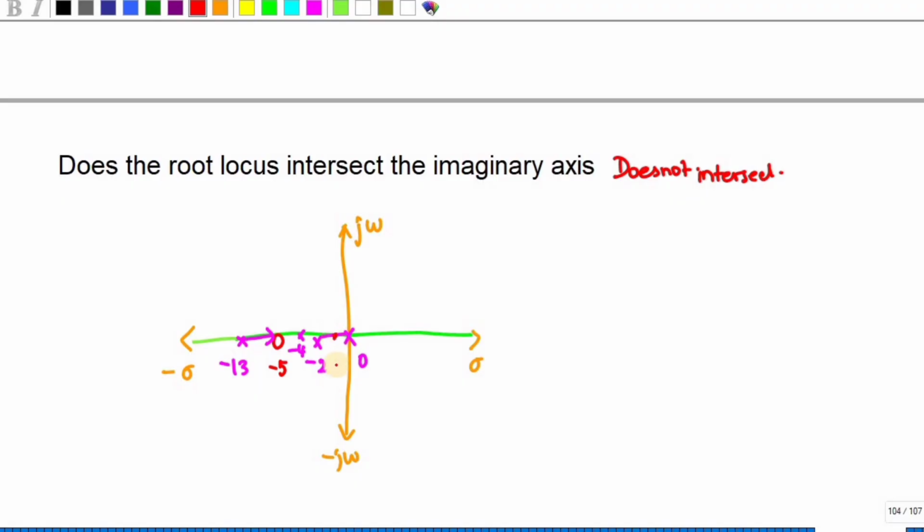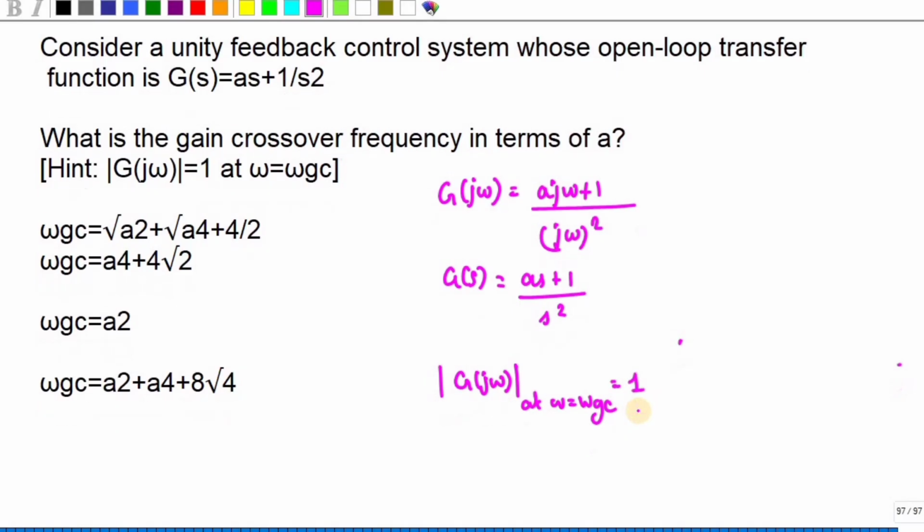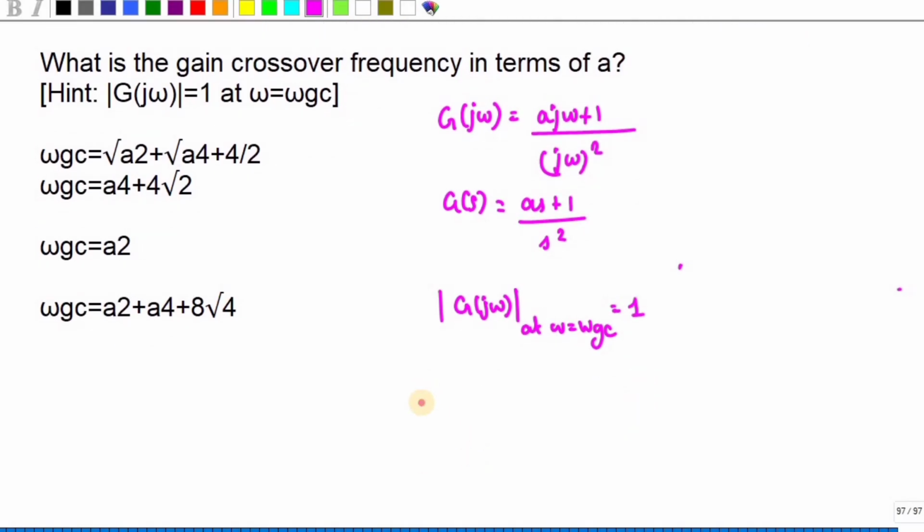Next problem: consider a unity feedback control system whose open loop transfer function G(s) is equal to (as + 1) divided by s². What is the gain crossover frequency in terms of a? You are asked to take the modulus and substitute omega equal to omega gc, that is equal to 1. So if I take the modulus, I will get root of (aω)² + 1 divided by ω², that is equal to 1.